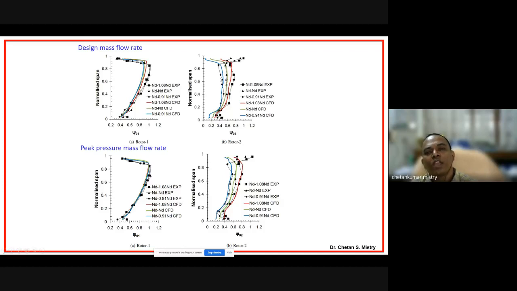Here also, if you look at, say, your rotor 2, that's working fine. It's giving a good match, except near the tip region. This is what CFD is unable to capture, in the sense of measurement, for the contra-rotating case. And here, for the peak pressure mass flow rate, it is giving a very good comparison between the experimental result as well as the numerical result.